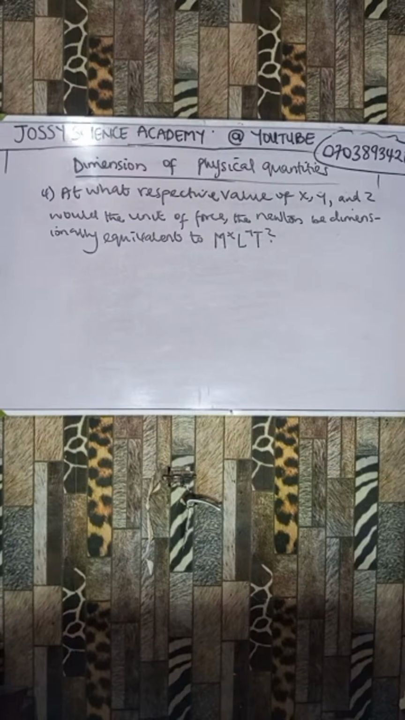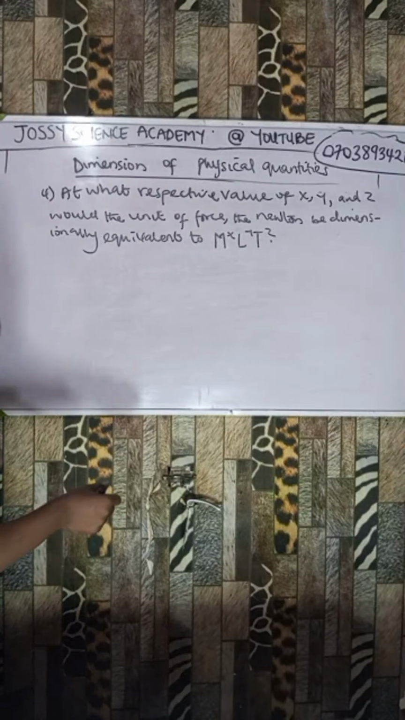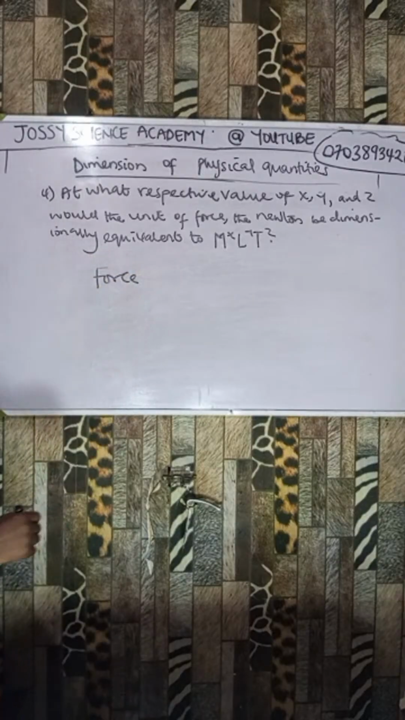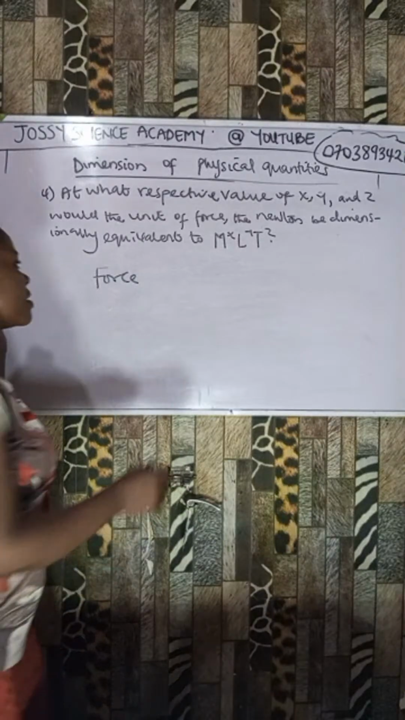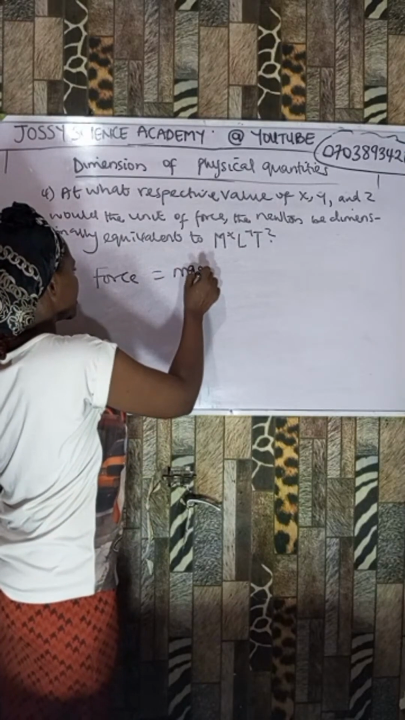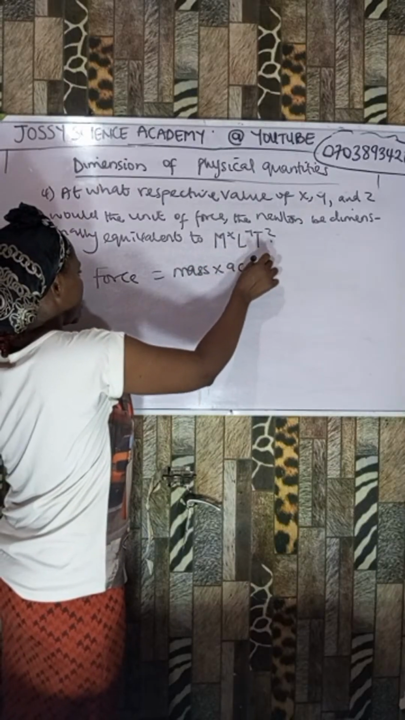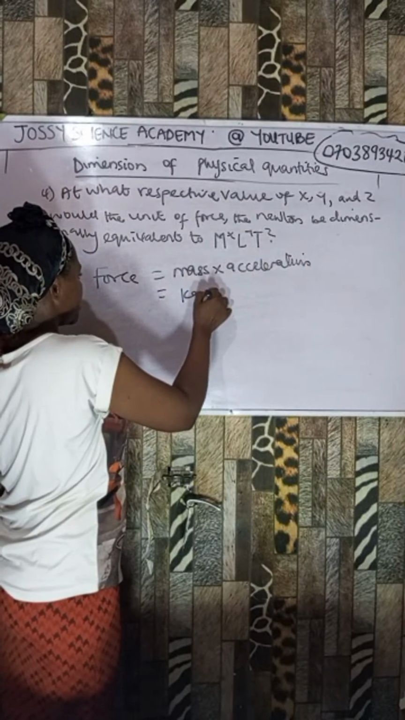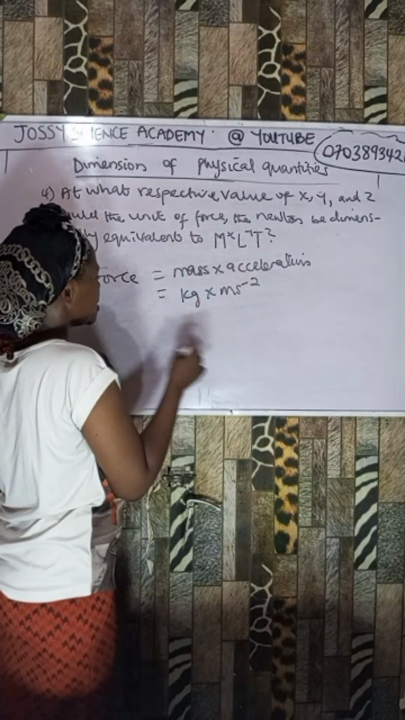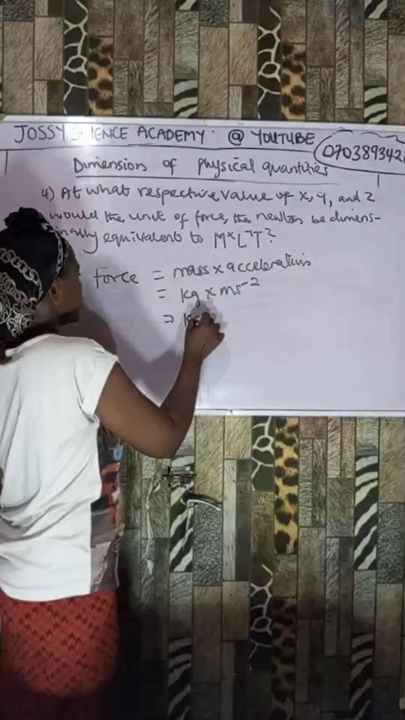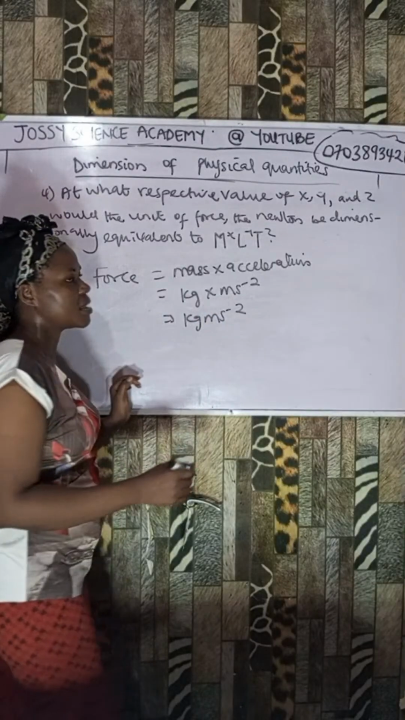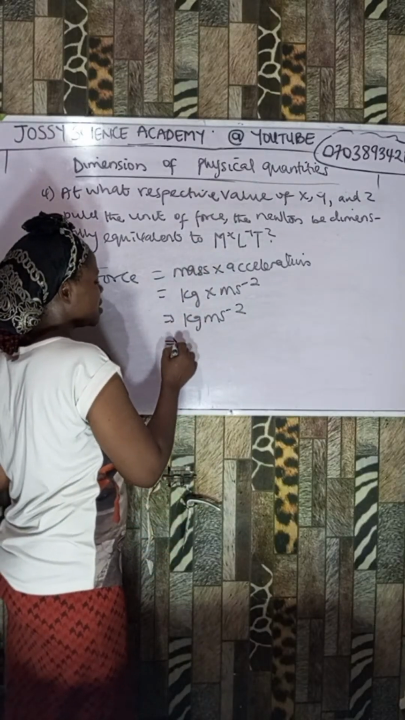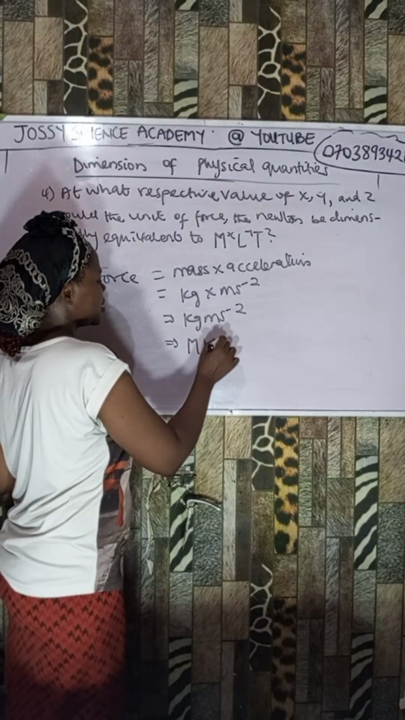Okay, now what we're going to do is to look at force first. Let's get force. So what is force? Mass times acceleration, right? My mass is kilogram, my acceleration is meter per second square, right? Then multiply them together, you have kilogram meters per second square, right? We are comparing to this dimensionally. So let's get the dimension of this one. The dimension is M L T power minus 2.